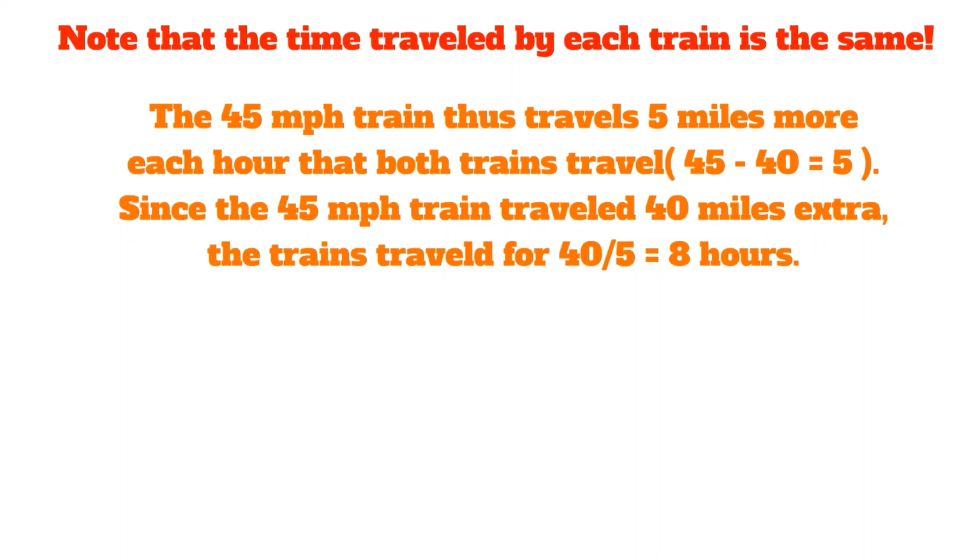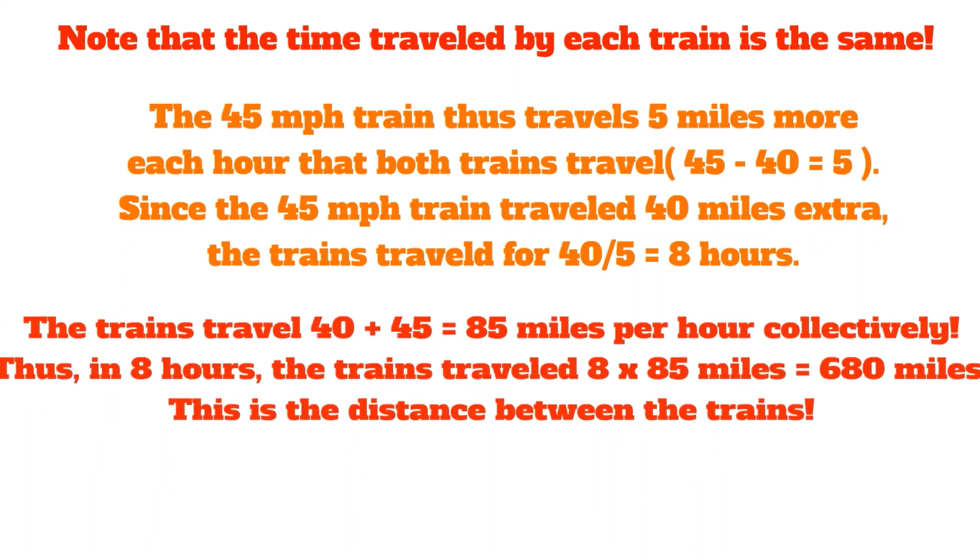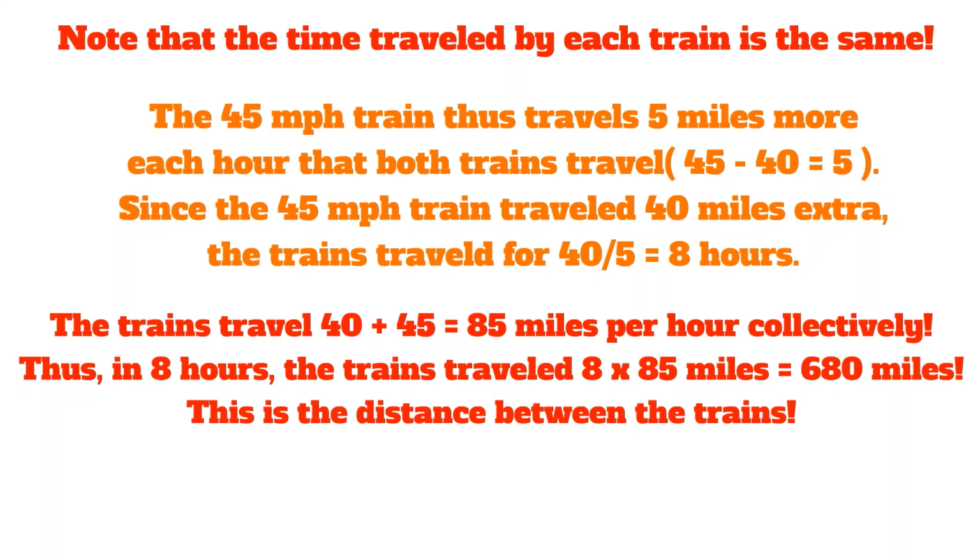Since the 45 miles per hour train traveled 40 miles extra, the trains traveled for 40 divided by 5, or 8 hours. The trains traveled 40 plus 45 equals 85 miles per hour collectively. Thus, in 8 hours, the trains traveled 8 times 85 miles, or 680 miles. This is the distance between the train stations.